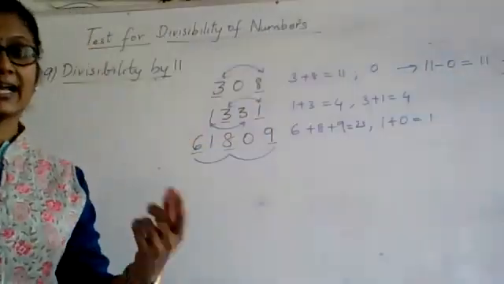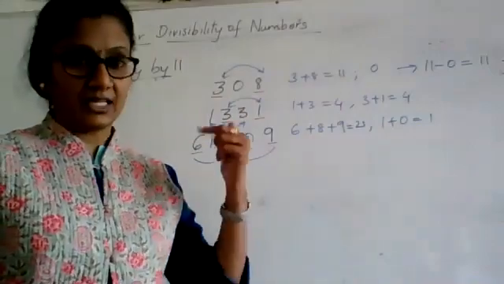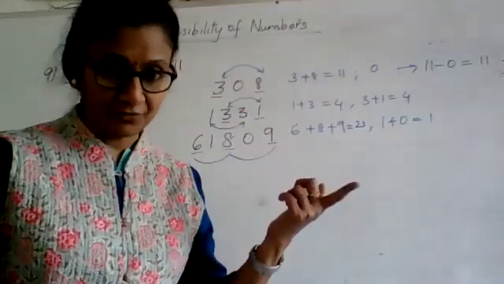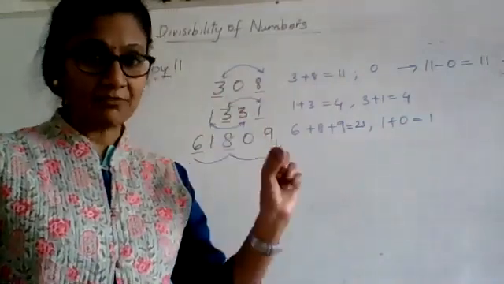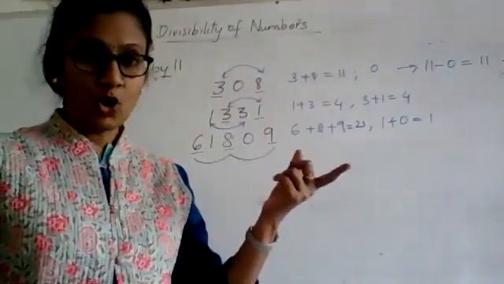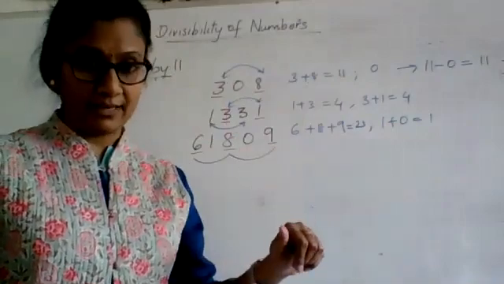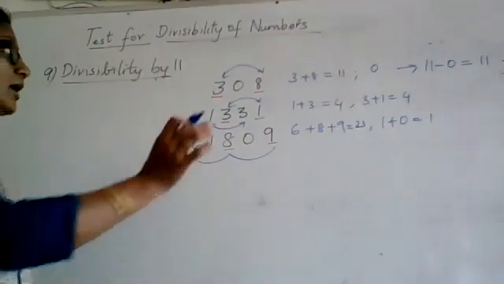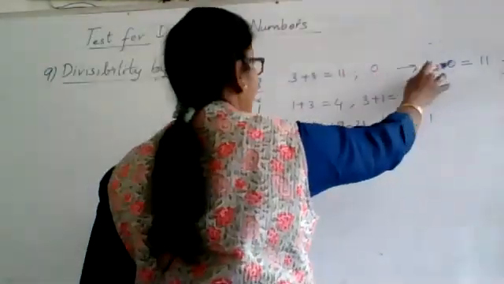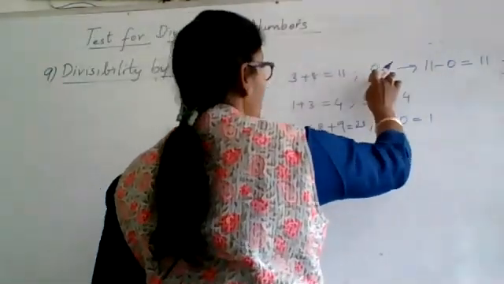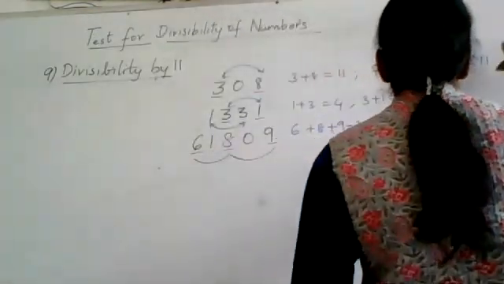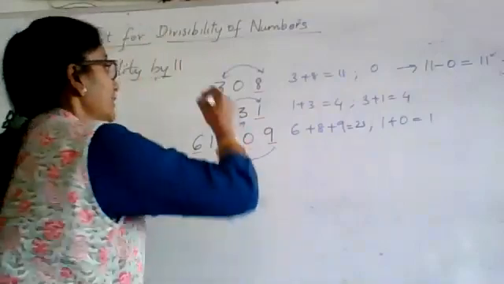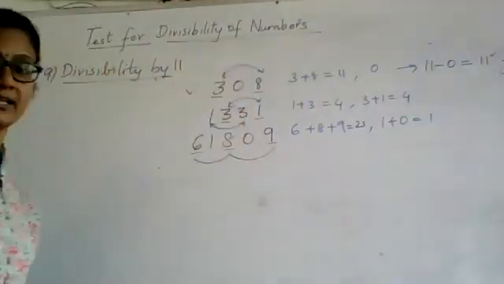So when you add the digits in the even places and the odd places and then find their difference, if the difference happens to be 0 or a multiple of 11, then the given number is divisible by 11. So I added the alternate digits, I got 11 and 0. I subtracted them, I got 11. Because 11 is there in the multiplication table of 11, this number is divisible by 11.